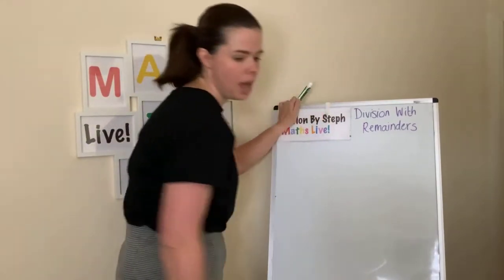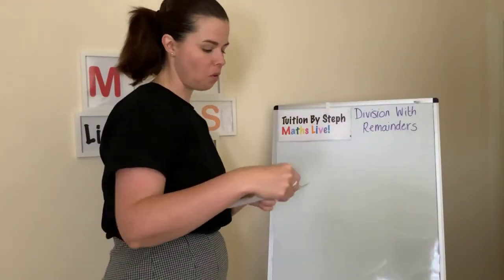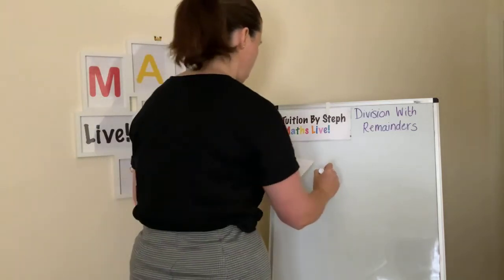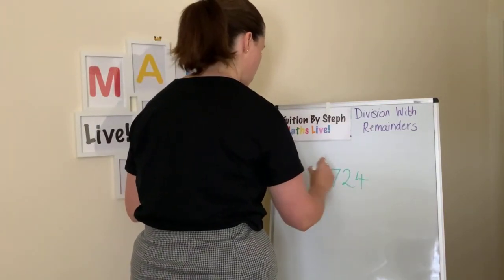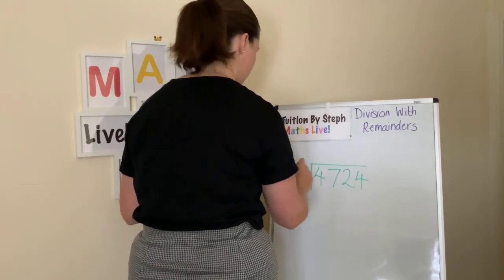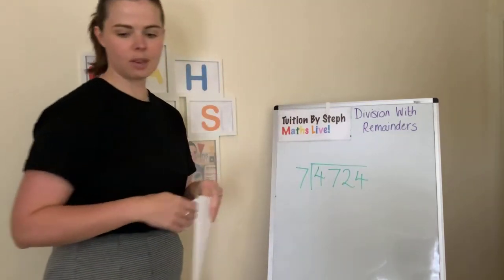One more, and then you patrons can have a go at the last 3. So number 6 is 4,724 divided by 7. Let's give that a go. Last one.